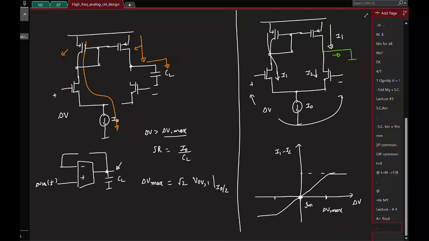Okay, this will be minus I naught. Right. Again, this is not completely linear. For small ranges, it will be linear, and then it will slowly do something. Okay.